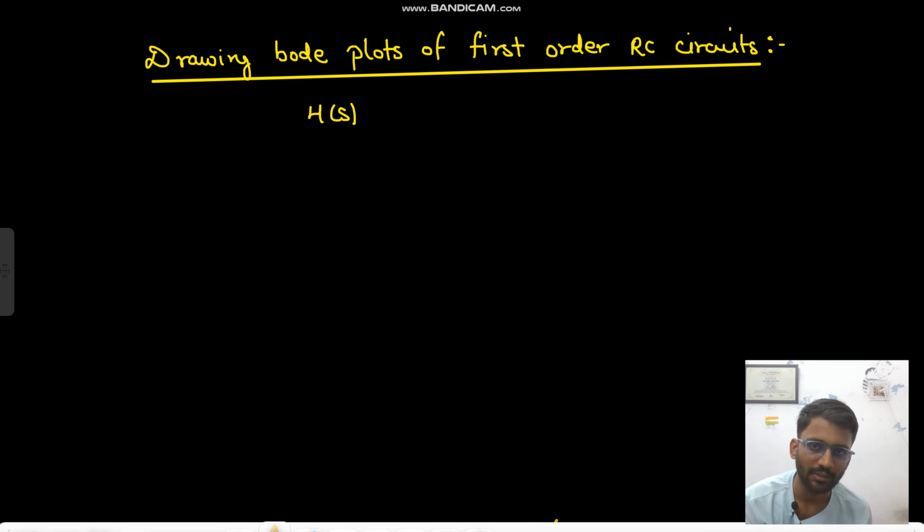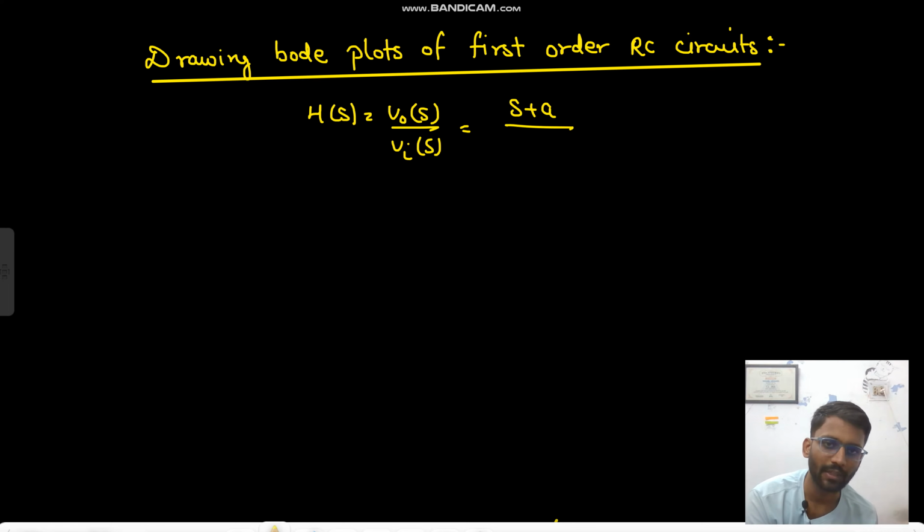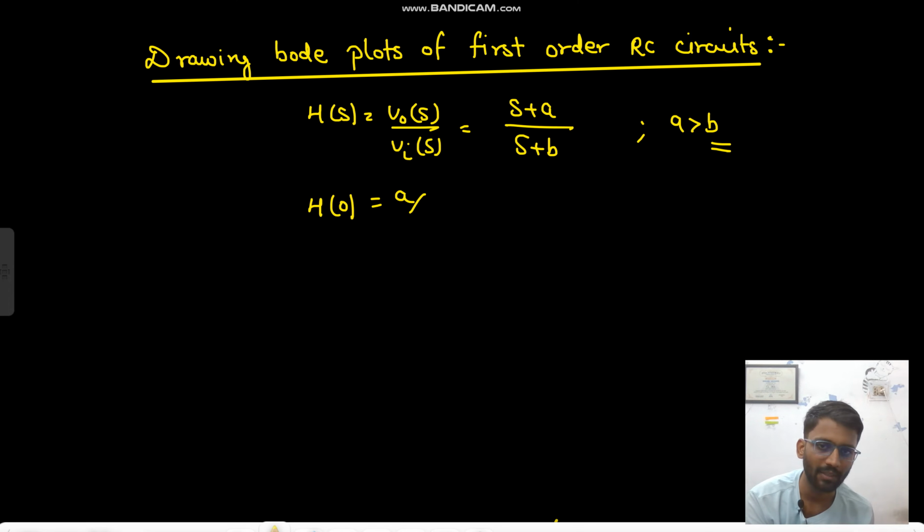So this is your transfer function H(s) = Vo(s) by Vin(s). It is equal to (s + a) upon (s + b), let us assume, and it is given that a is greater than b. So this has some DC gain: H(0) will be a by b, and H of infinity will be 1, right? At s equals 0 it is a by b, and at infinity, s is a very large value, so it will be 1.